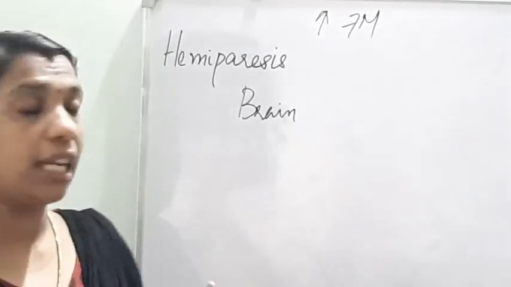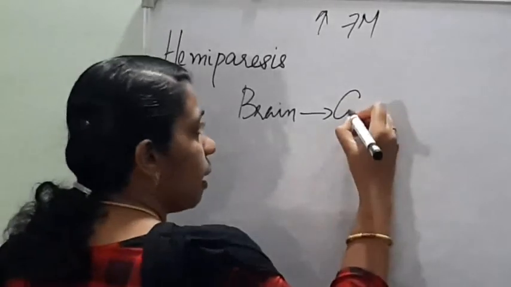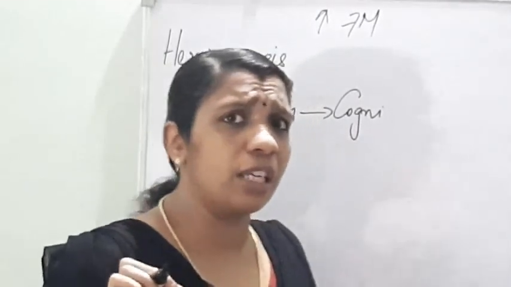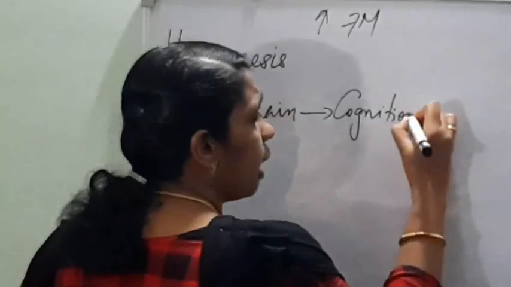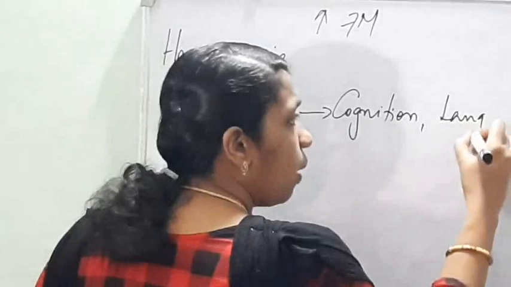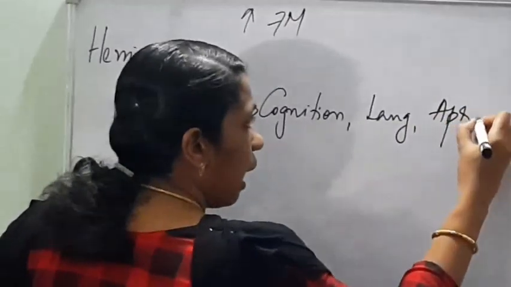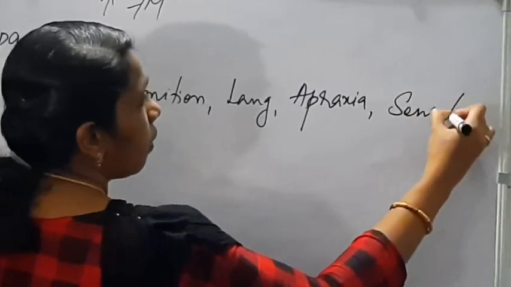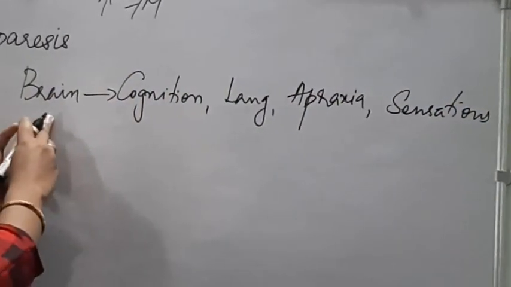If it is in the brain itself, then it is associated with cognitive disturbance. That is, functions of the brain will also be affected. So there will be a defect in cognition, a defect in language, there will be apraxia, and also sometimes a defect in sensations. You understand? If the hemiparesis is due to a lesion in the brain.